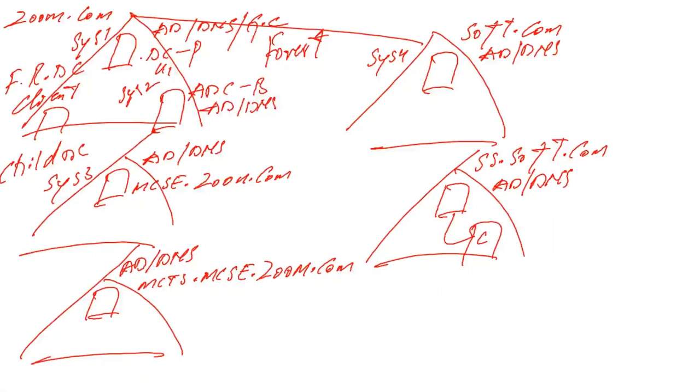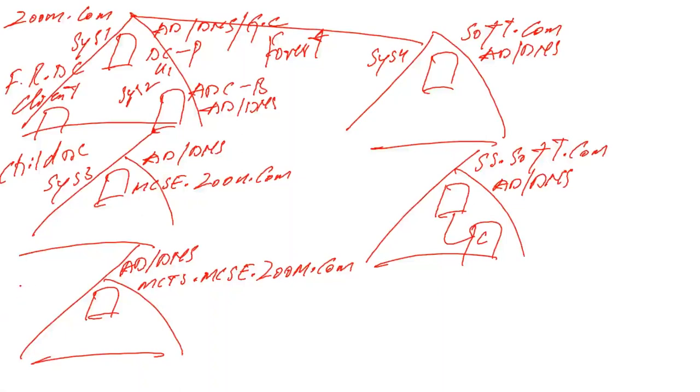Fine. But at the same time, the zoom.com domain also has information about other domains present in the forest. With the help of global catalog service, the zoom.com domain has partial information of other domains present in the forest. So what does it mean? The zoom.com domain has information of the MCTS domain, but not its users. It has information of the MCSC and MCTS domains, but only the domains, not users.